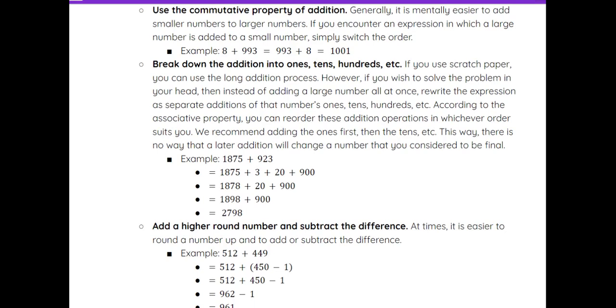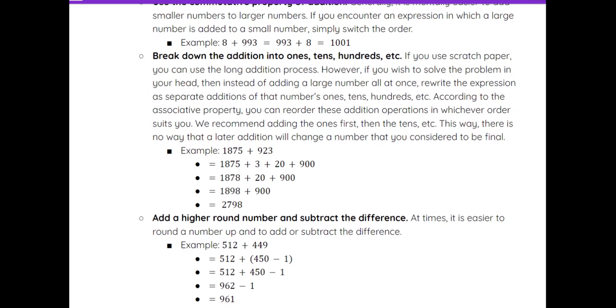One of those tips, use the commutative property. So remember, we've talked about commutative property as being able to switch the order of numbers and still get the same result when you're adding throughout an expression. So for example, 8 plus 993, we can really think of that as 993 plus 8 because it's typically easier to add a smaller number in our head to a larger number as opposed to the other way around.